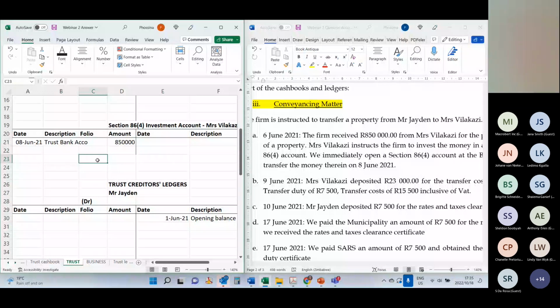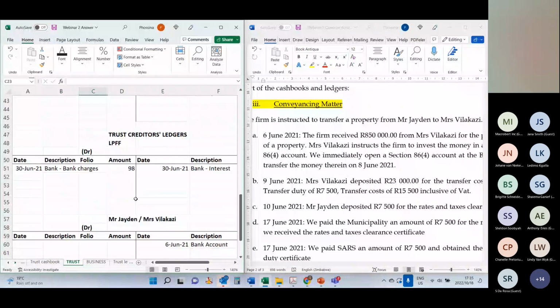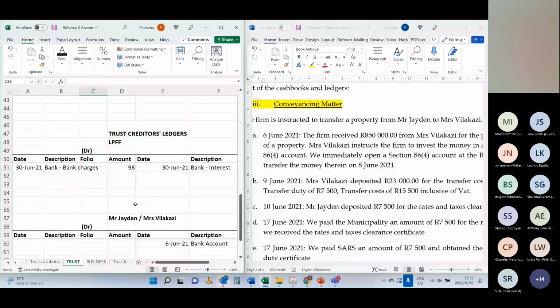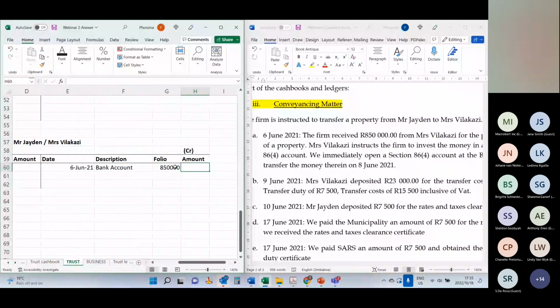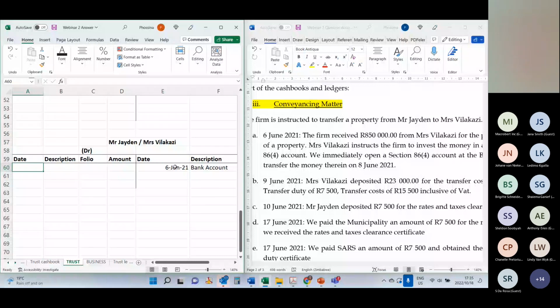So in that case, we are forced to move, like in this case where we have our ledger for Mr. Jaden and Mrs. Vilakazi. We are forced to move this 850 because it's no longer in the trust account. It has to move to an investment ledger, which when we get it back, we close it, and we come back to the trust account. Hopefully you get that one. It's complex, but so we are moving our 850,000 to an investment ledger.